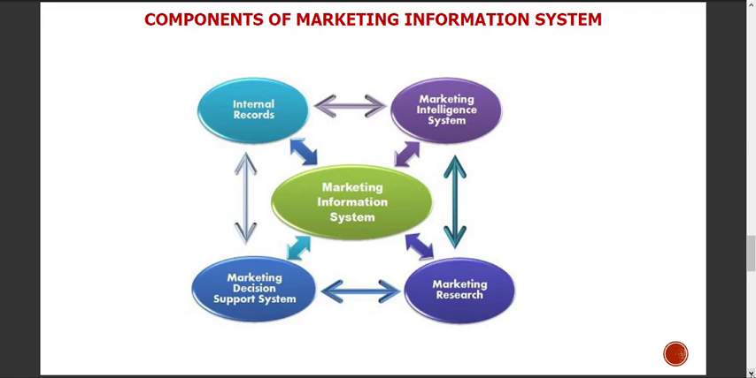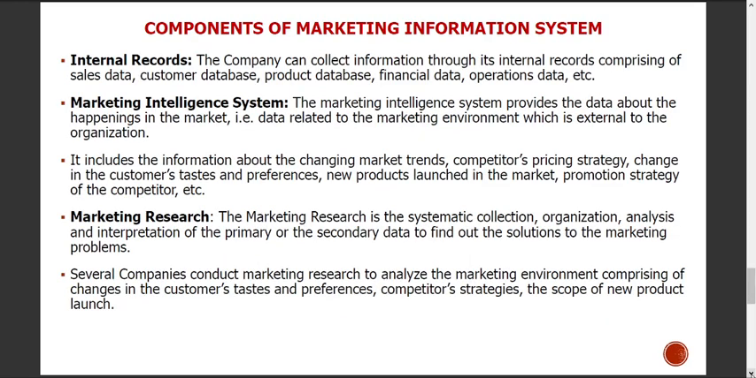So these are the components of a marketing information system. We have internal records, which is always information within the enterprise or the business. So here we look at our database, the sales records, and so on. Then we also have the marketing intelligence system, the marketing research, and then the marketing decision support system. Like I said, the internal records are the internal records of the business comprising sales data, customer database, product database, financial data, and so on.